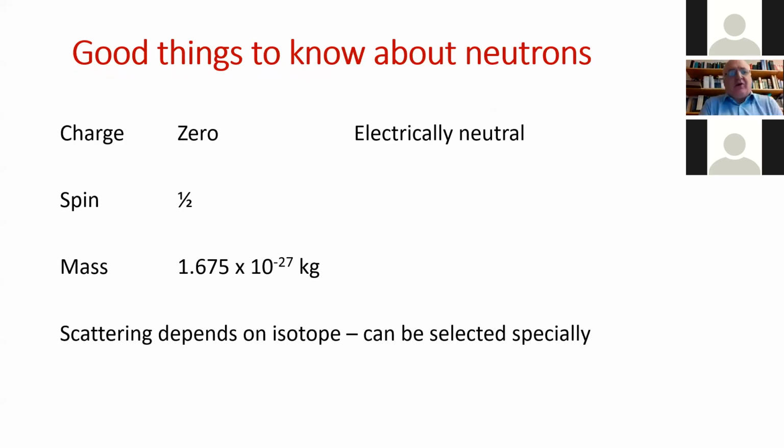So as we saw, the charge is zero, they have spin and mass, and the scattering depends on isotopes of elements, not just on elements, and so it allows a good deal of possibility to select what one is looking at, and I will come into that a little bit later.